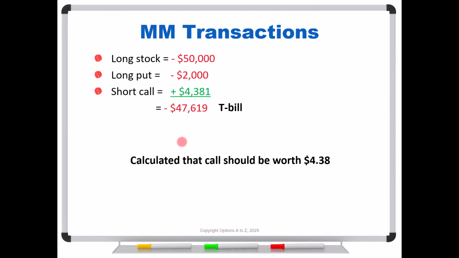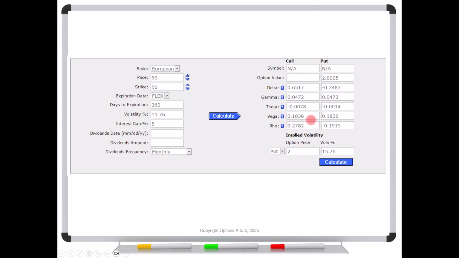So let's look at the transactions again just for a recap. Market maker bought stock, he spent $50,000. He bought the put for $2,000. He collected $4,381 from selling the call, and the combination of all of those cash flows comes up to $47,619, which is just like a T-bill. That's exactly what the 1 year T-bill would cost. So think about it. We just calculated that this call should be worth $4.38. Well, let's go to a pricing model and see if it holds up.